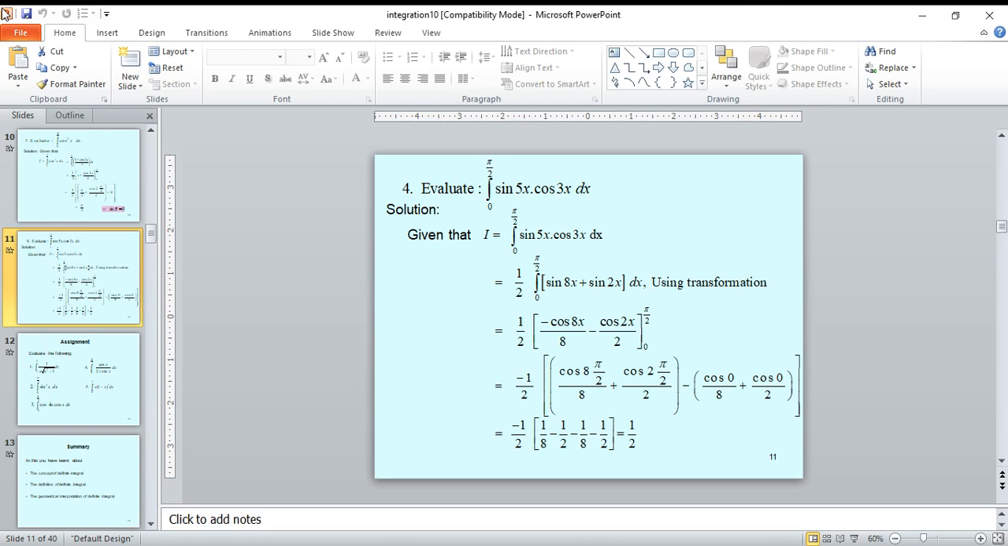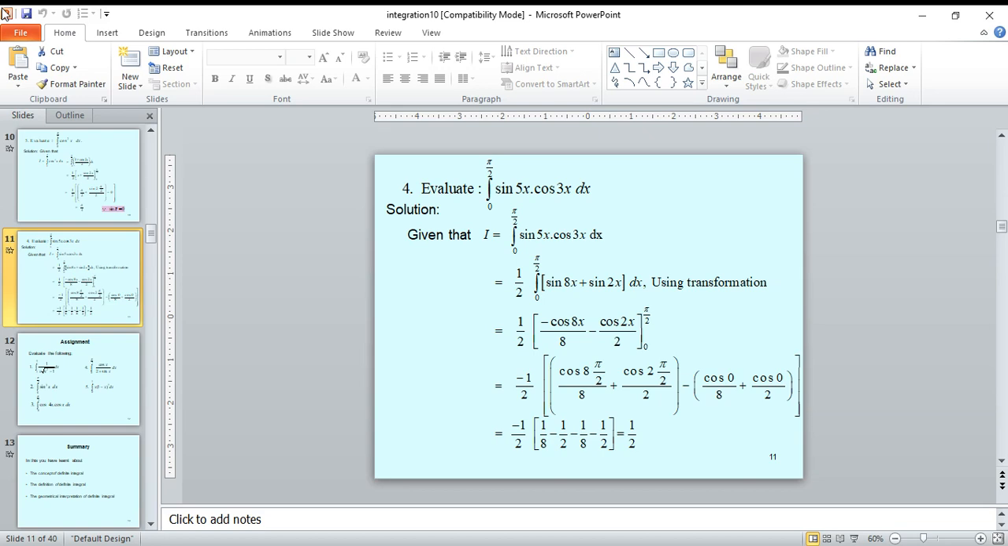I am explaining this once again. Evaluate integration 0 to pi by 2 sin pi x into cos 3x dx. This is similar to the transformation formula, but it needs a 2 in the numerator: 2 sin A cos B. The 2 sin A cos B formula is sin (A plus B) plus sin (A minus B), but it needs 2 in the numerator side.